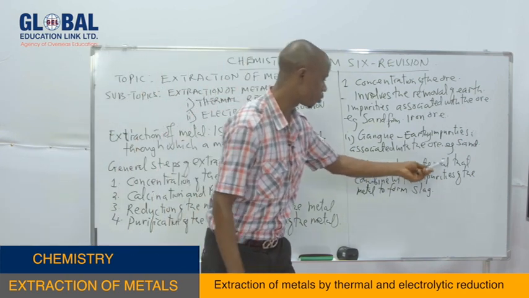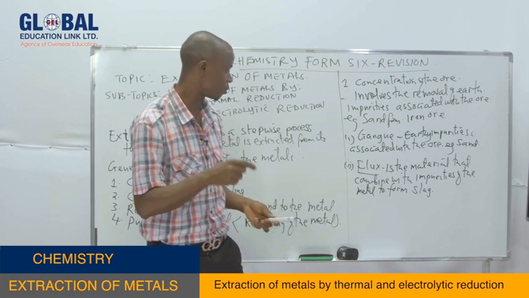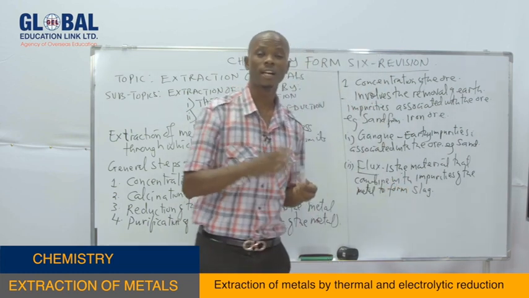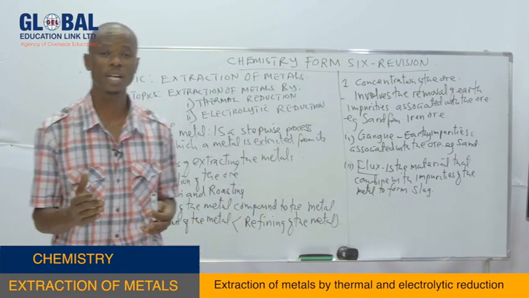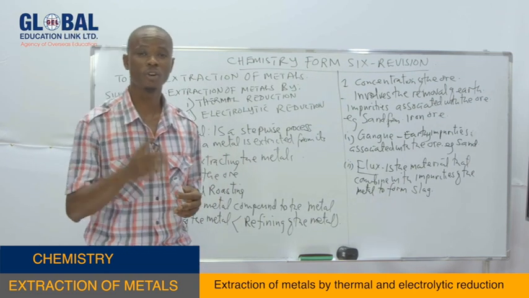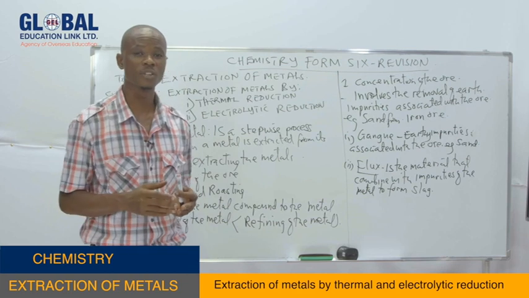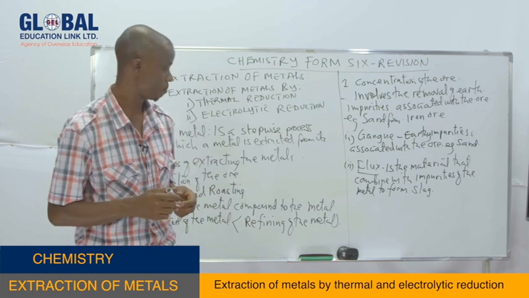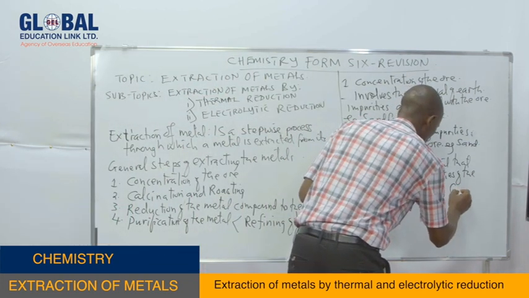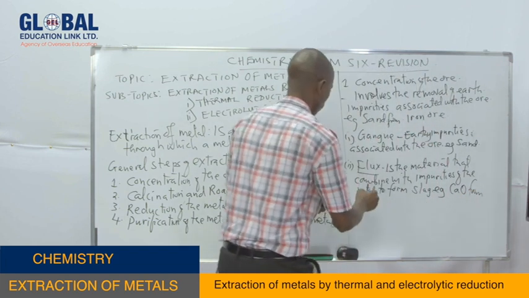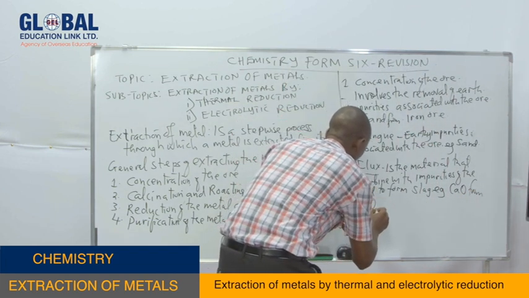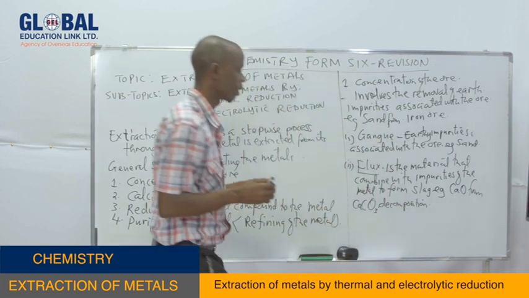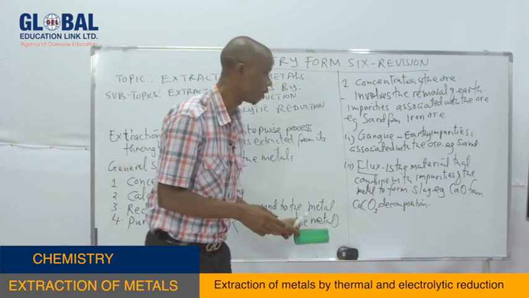So flux is the material that is added to react with the impurities from the metal to form the slag. For example, we have calcium oxide. This calcium oxide is obtained from the decomposition of calcium carbonate when extracting iron using hematite ore, that is the iron 3 oxide, which is the ore of iron. Now that is flux.